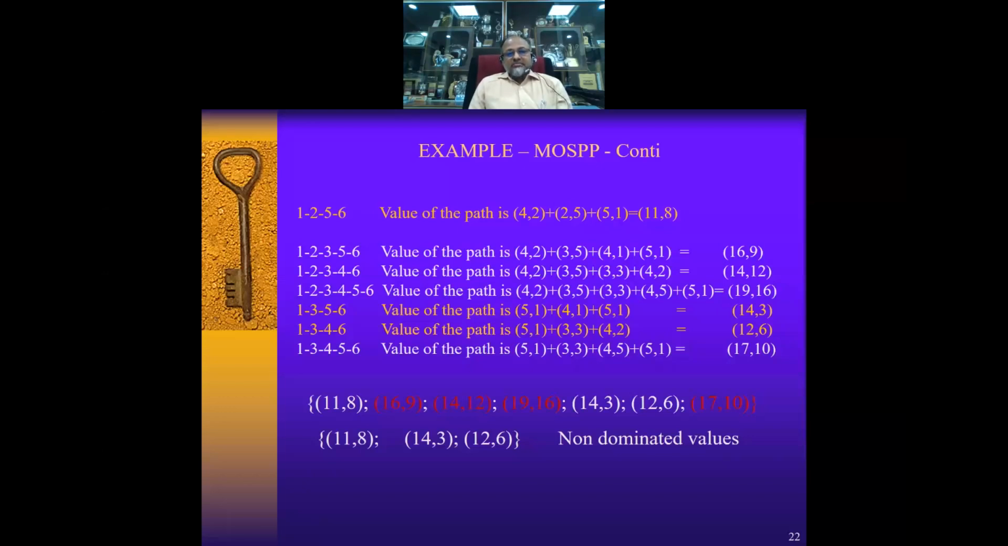So that is a very big problem in the multi-objective shortest path problem. That is why, if you try to find the non-dominated paths or non-dominated values of a multi-objective network, we always end up with an exponential time algorithm.